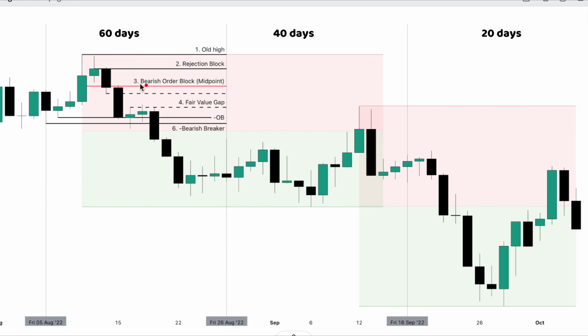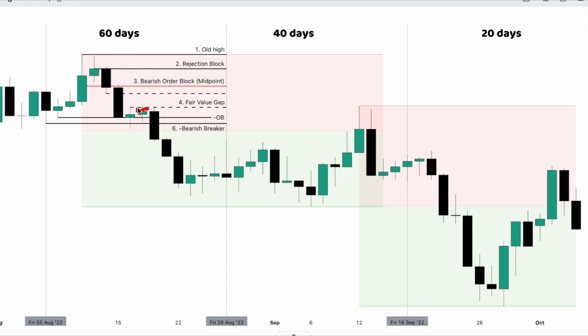As you can see, we have our rejection block. This is the midpoint of our bearish order block. This is all the up close candles, our consecutive candles. This forms the order block as a whole. The main threshold of the order block. We also have our fair value gap formed right over here.